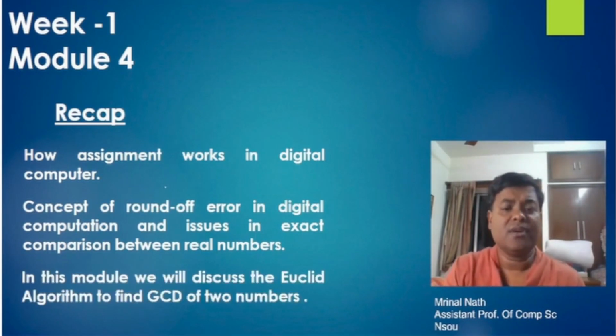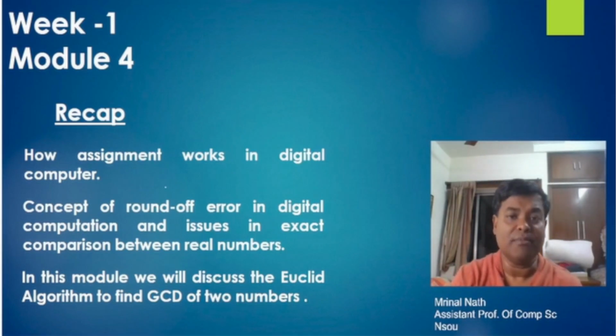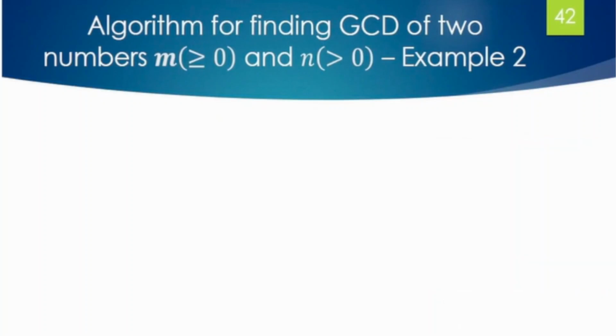Now in this module, we will discuss a new algorithm and its issues, which is the very famous Euclidean algorithm, by which we can find the GCD of two numbers. Let us now see the algorithm for finding the GCD of two numbers, m which is greater than or equal to 0 and n which is greater than 0.